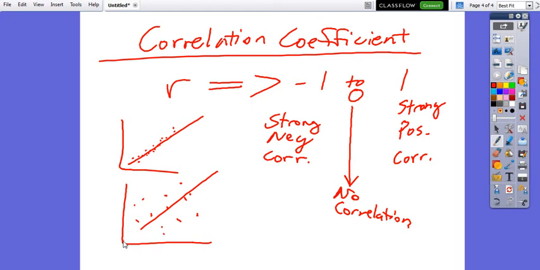Okay, which is a stronger correlation? The first one. The correlation coefficient for this might be 0.95. It's almost a straight line. The correlation coefficient for this one might be 0.4. Is that strong? No. There is some correlation there. It's just not very strong. These are both positive. So let's take a look at a couple of negative ones.